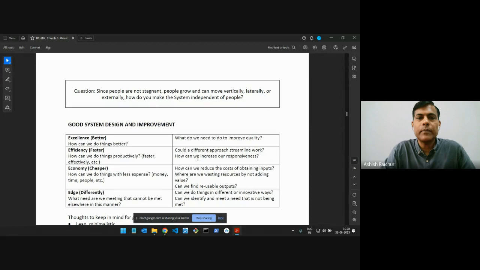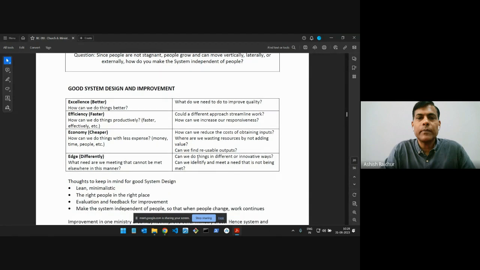So the system should be designed in such a way that if another person with similar skills comes in, work should get done. Okay? Of course, the skills belong to the person. People are coming in, bringing their skills, their experience, their wisdom. But people can also move. They can go to some other role. So what do we do? If another person comes in with similar skills and similar experience, work should happen. So it should not be too dependent on the person. So we have to design our systems like that so that the work can go on.